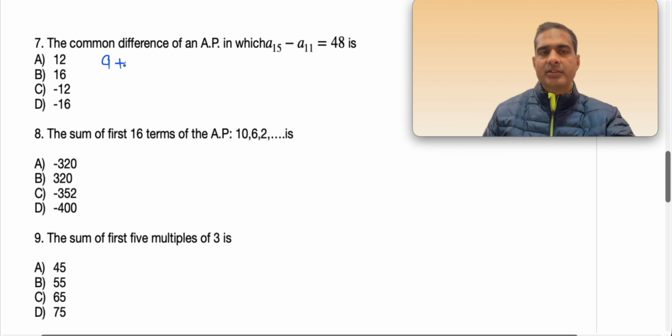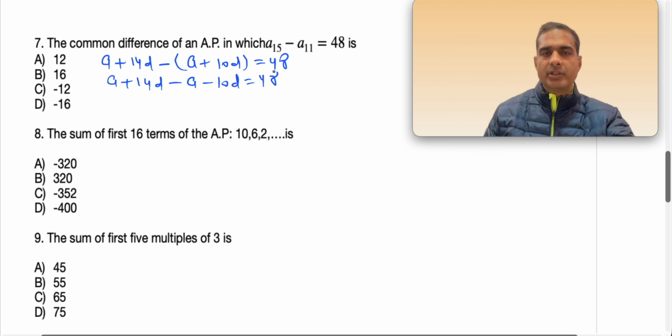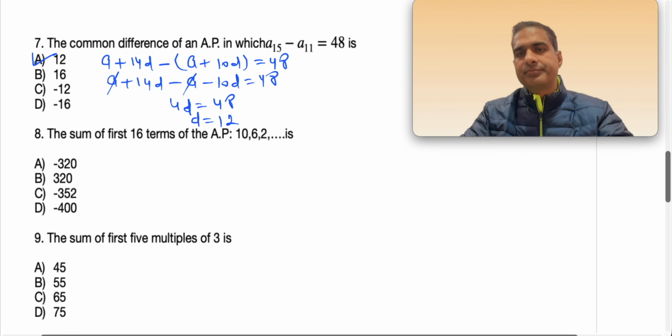So how do we write A15? A plus n minus 1 d, so A plus 15 minus 1, 14d, minus A plus 11 minus 1, that is 10d, is equal to 48 given. Now there is a negative sign outside the bracket, so when we remove the bracket, signs of every term will change, so it will be minus A minus 10d is equal to 48. So A and minus A will get cancelled out. 14d minus 10d is 4d is equal to 48. If I divide by 4 on both sides, we will get d is equal to 12. So the common difference will be 12.